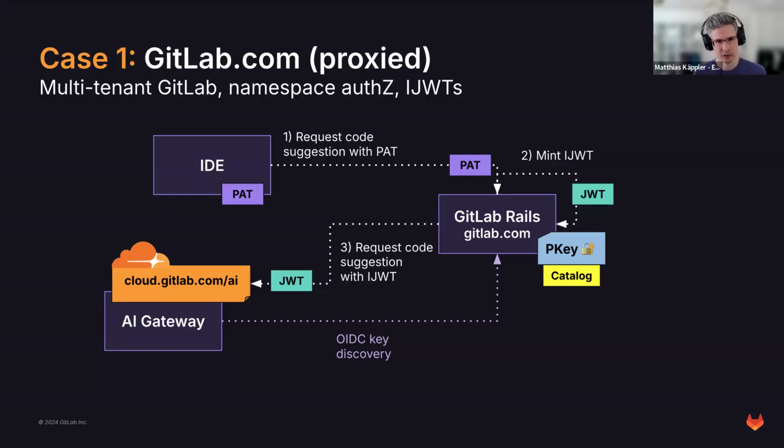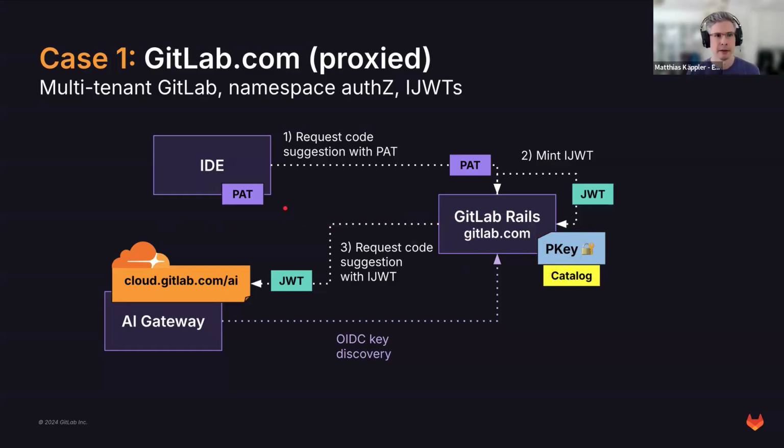The simplest one is actually GitLab.com, surprisingly, which is our multi-tenant environment. What we do here is we have the benefit that it's within the trust boundary of GitLab, the company. We hold the keys to the kingdom there. So we can actually mint our Cloud Connector tokens on the fly using a key that is stored alongside the Cloud Connector catalog in the Rails instance. It's just stored in Postgres.